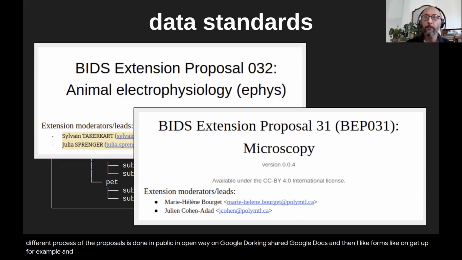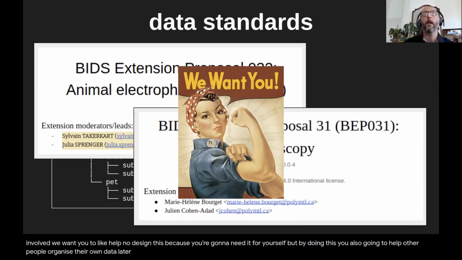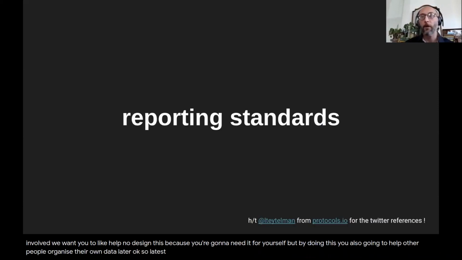If you're interested in this and you want your data to have ways to organize your data, I would suggest just get involved. We want you to help design this because you're going to need it for yourself. But by doing this, you also are going to help other people organize their own data later on. Okay, so the data standard was one of the good things that I wanted to mention.